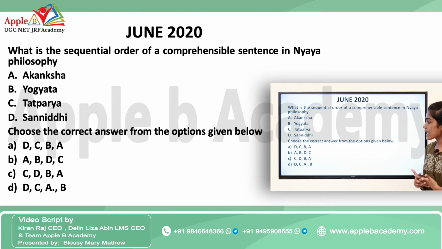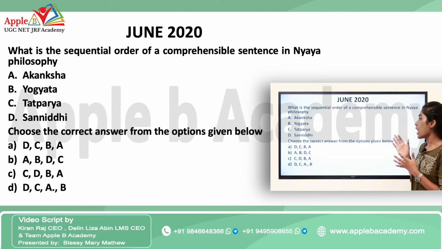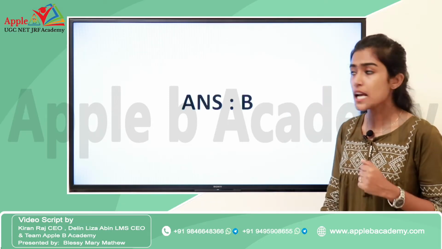So, as we have already discussed, if we consider the sequential order of a comprehensible sentence, the first thing is akanksha. We have already discussed it in the video. Then comes yogyata, and then we have sannidhi, which is also called asatti, and then we have option C, that is tatparya. So, A, B, D and C is option B. So, the right answer for this question is option B.